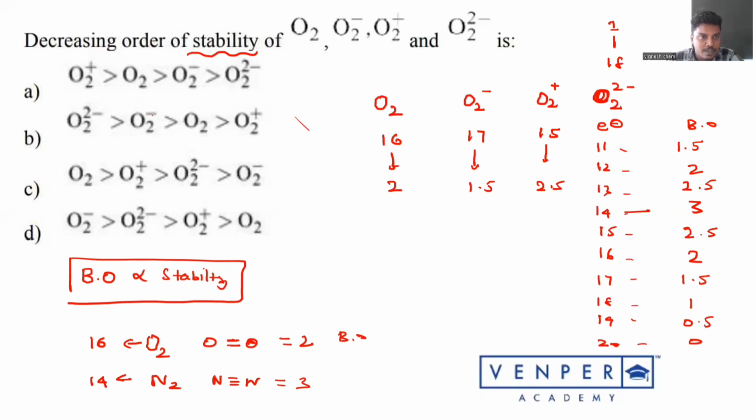Now look at the 4 options. In this, O2 plus is higher, O2 2 minus is lower, and O2 is lower. And what is the option? Option A is correct. Okay, it's a 4 question. Understand? Sometimes they give simple examples. When you apply the concept, we get the answer directly. Don't look at the other options also.